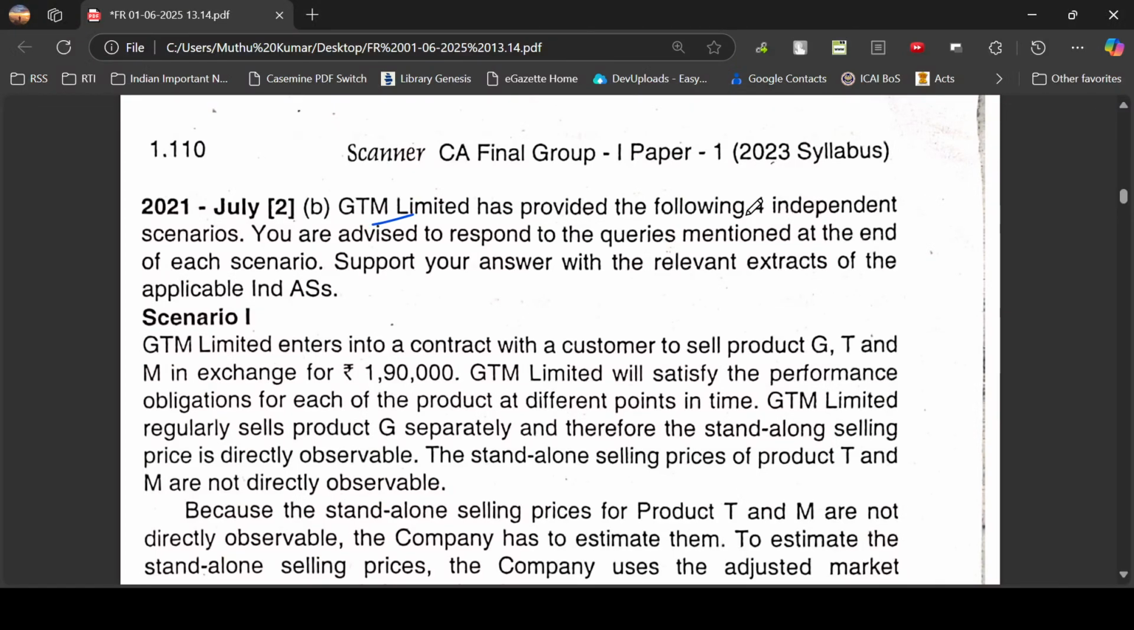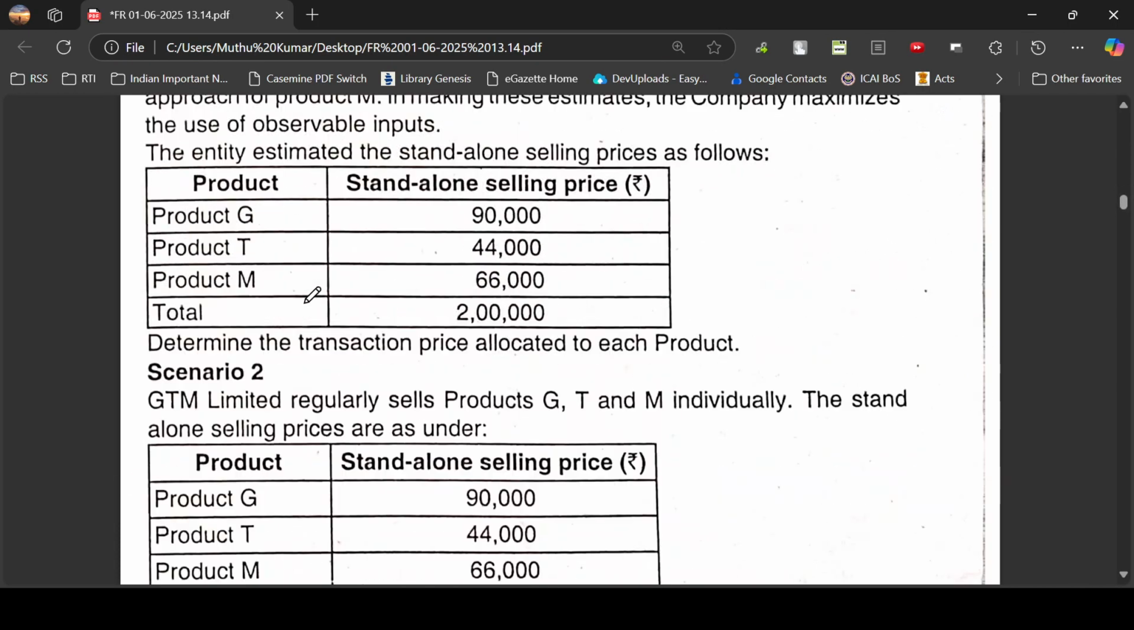GM Limited provides the following four independent scenarios. You are advised to respond to the queries mentioned at the end of each scenario. Support your answer with the relevant extract of applicable Ind AS.